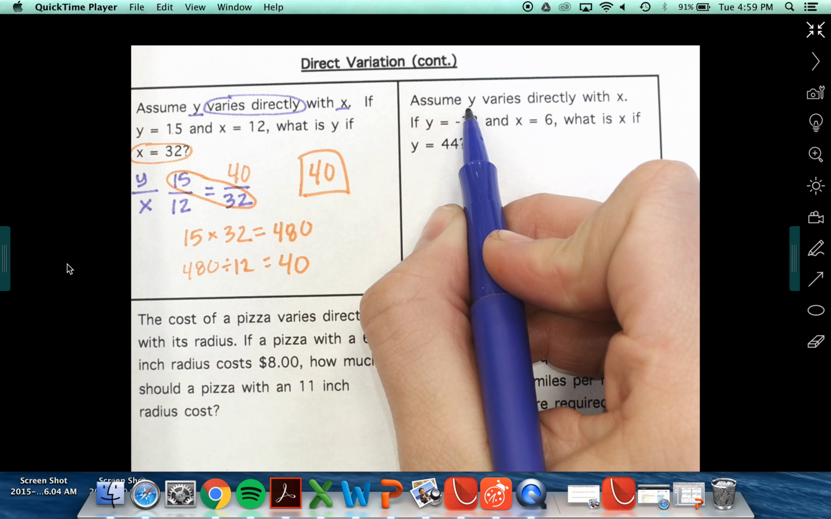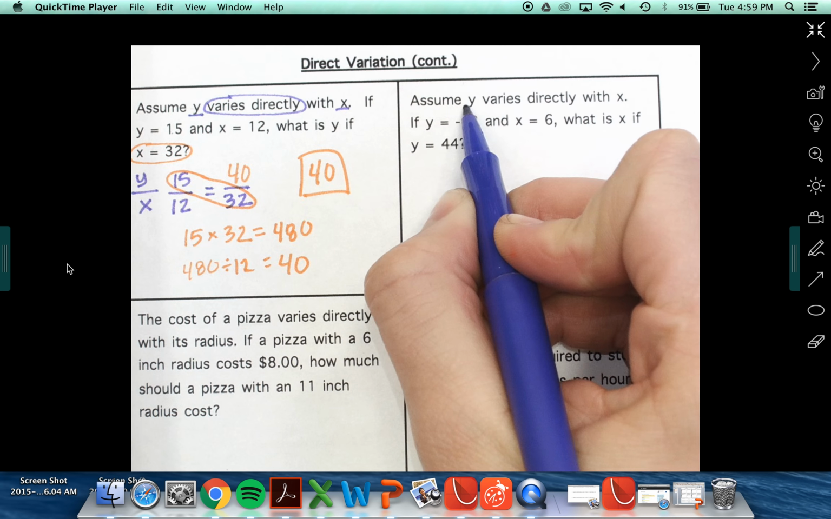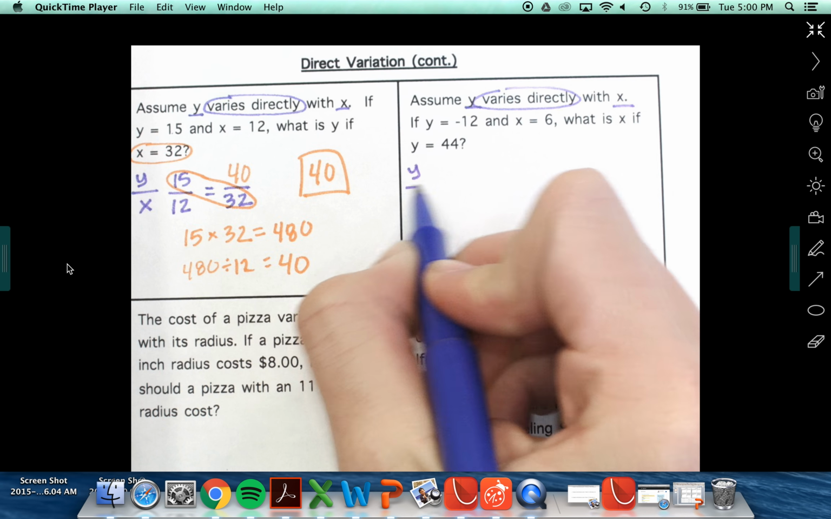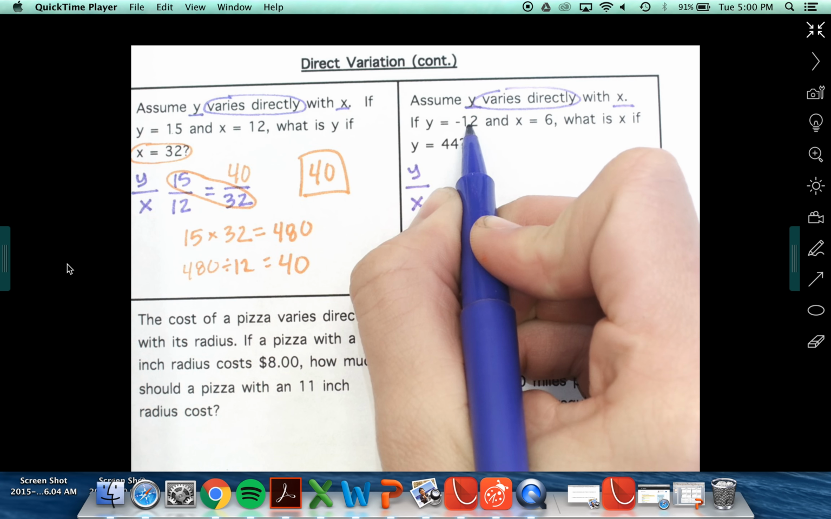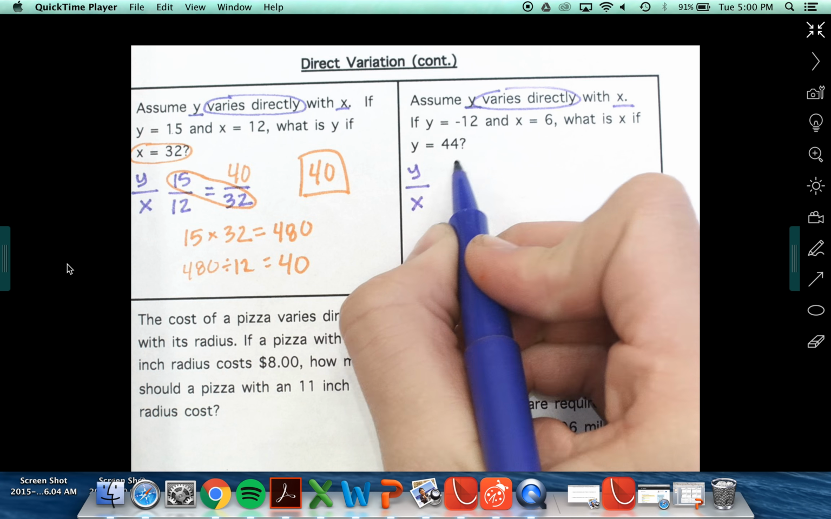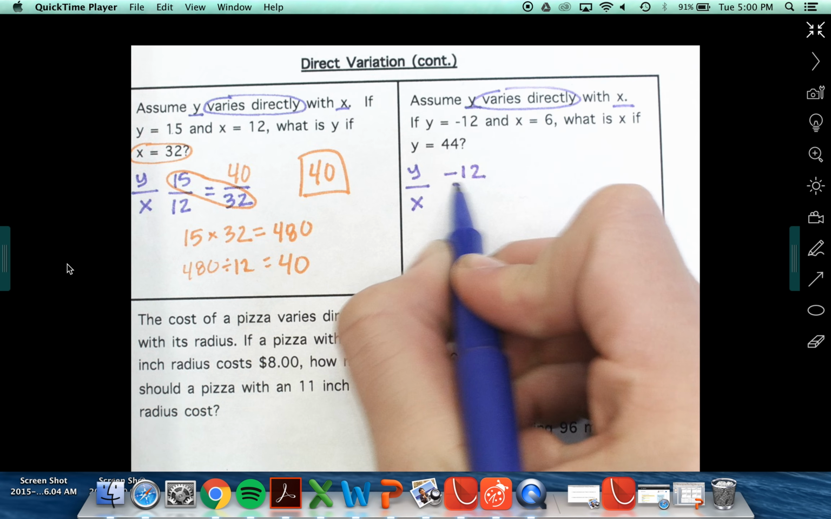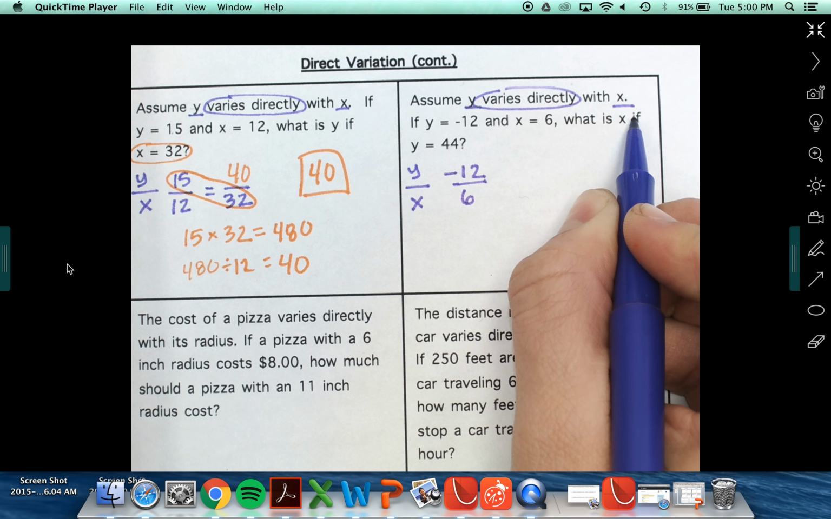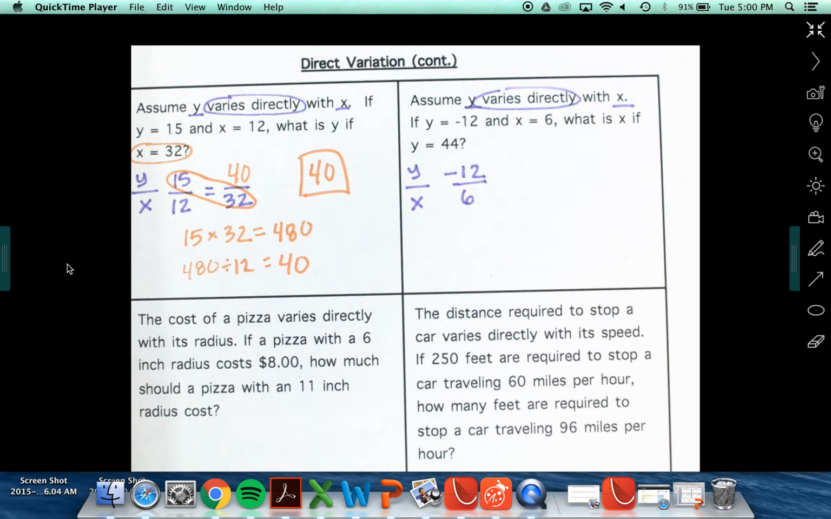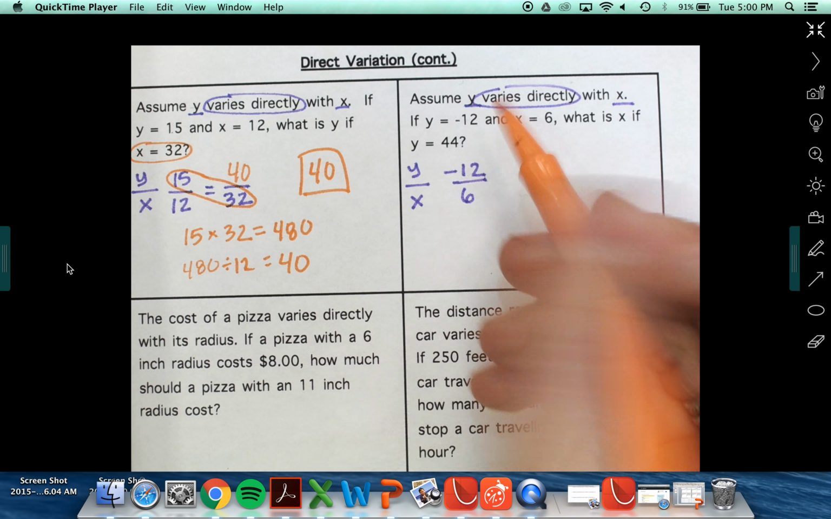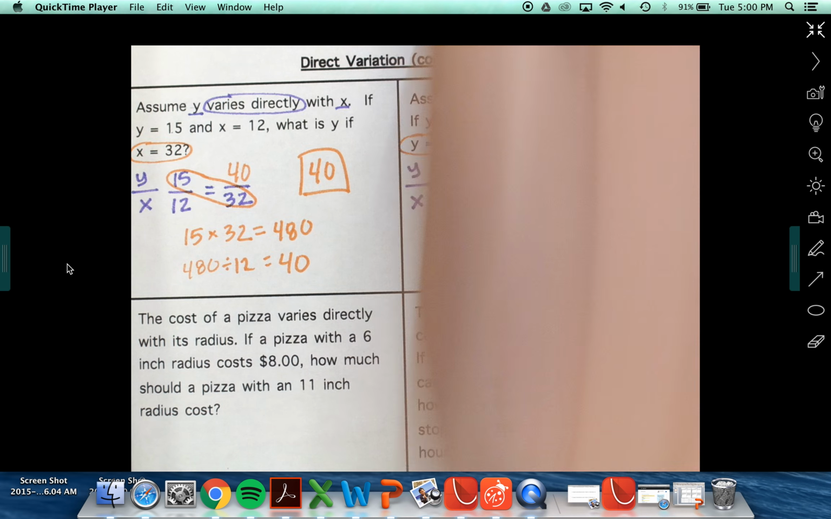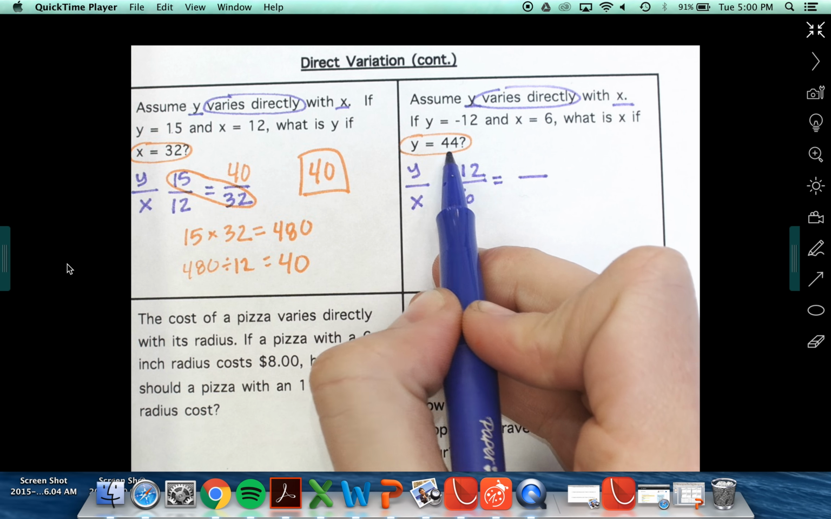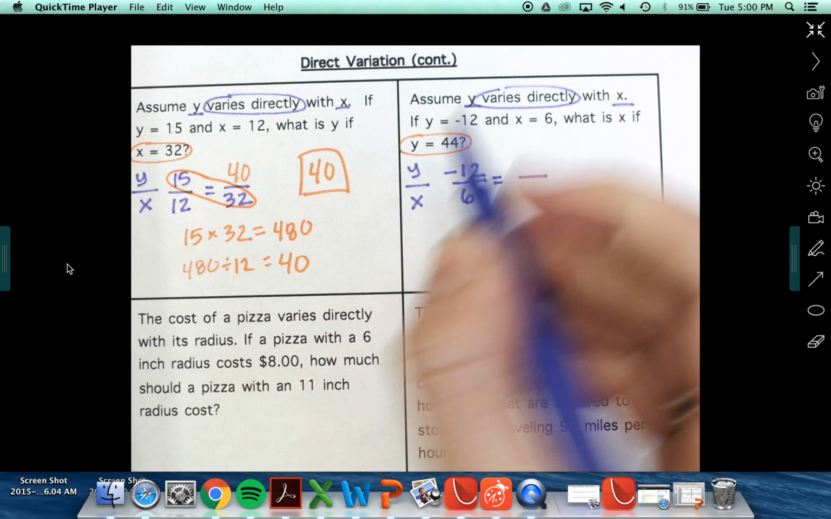Assume Y varies with X. Y varies with X, so again, Y over X. Y is negative 12. My Y's are on the top, so negative 12. When X is 6, X's are on the bottom, so 6. What is X if Y is 44? So here's this third number. So equals, I have to put this 44 somewhere. It's a Y, so it's going to go on the top.